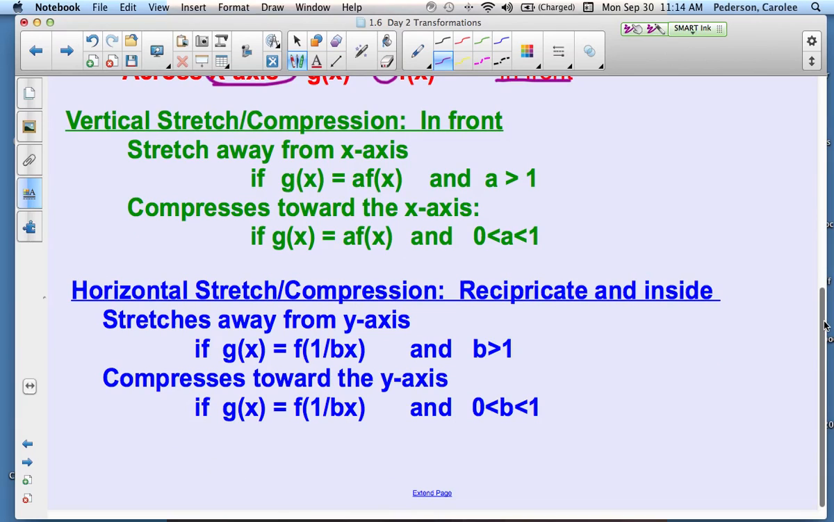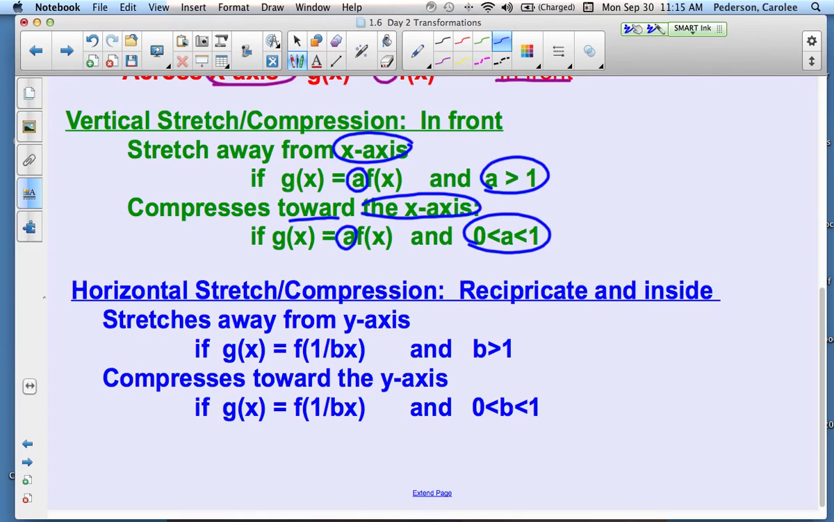Our vertical stretches and compressions are multipliers, scale multipliers in front of the function. So if I have a number greater than 1, it's going to stretch it away from the x-axis, and you just multiply by whatever that number is. If you have a number between 0 and 1, a little less than 1, like your fractions or a decimal, then it's going to compress it towards the x-axis. These are what we call the stretches and compressions.